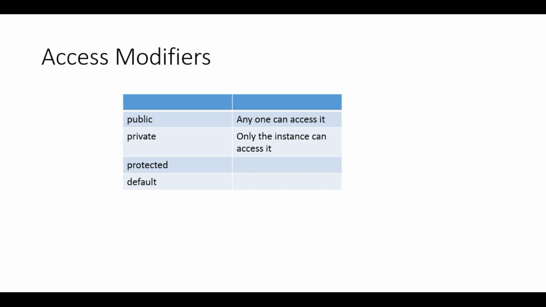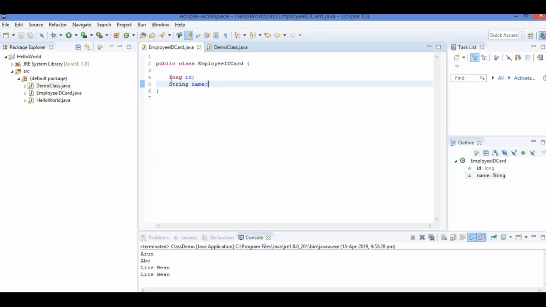One real use case: assume that you have a wallet, okay, and no one can directly access that wallet, rather everyone should get it from you. So private ensures that nobody has access to that wallet. In the same way, I have both the variables as private.